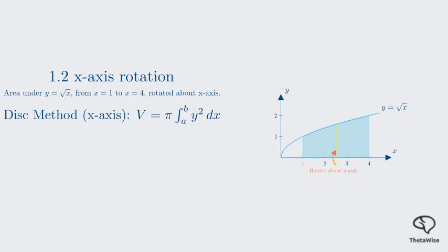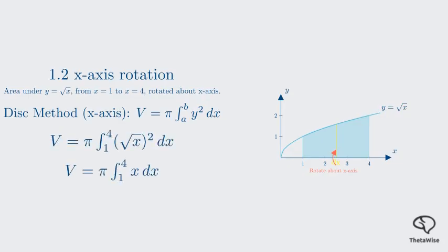Our limits a and b are our x values 1 and 4, and y is the square root of x. So we have V equals pi times the integral from 1 to 4 of square root of x squared dx. This simplifies to V equals pi times the integral from 1 to 4 of x dx. Now let's solve this integral.